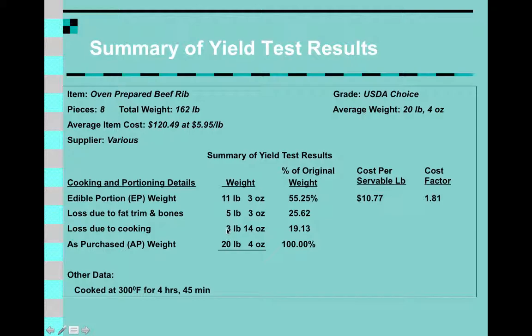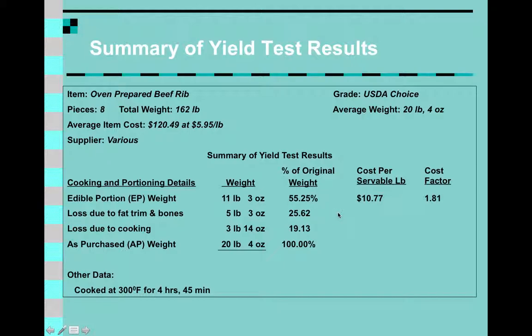3 pounds went to loss due to cooking. 5 pounds went to fat trimming and bones. And so in the end, 20 minus 3.4, all this minus. At the end, we have 11 pounds 3 ounces. This is important because this goes into how much our cost per servable pound is.